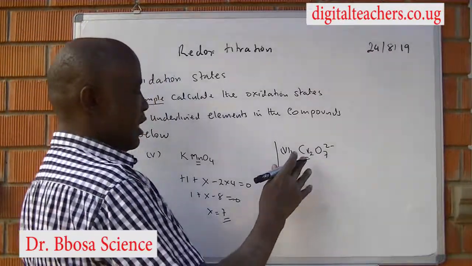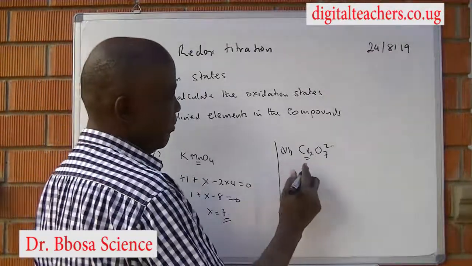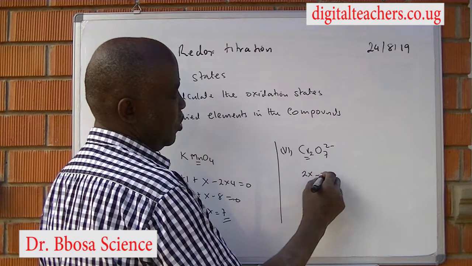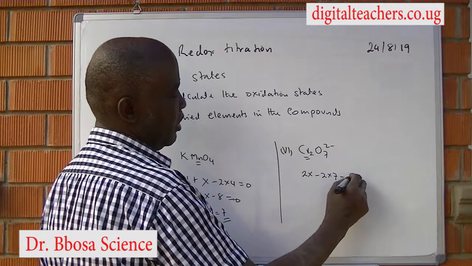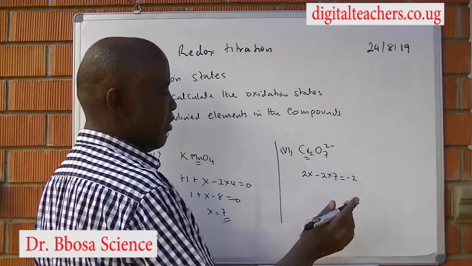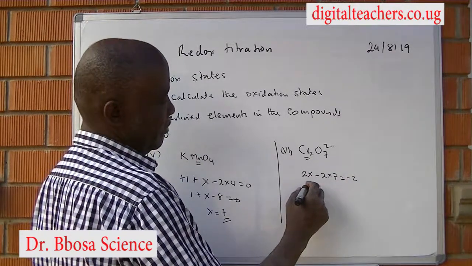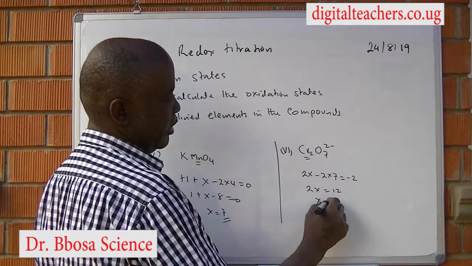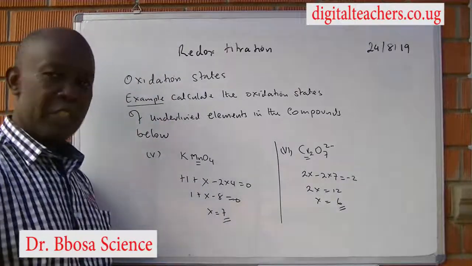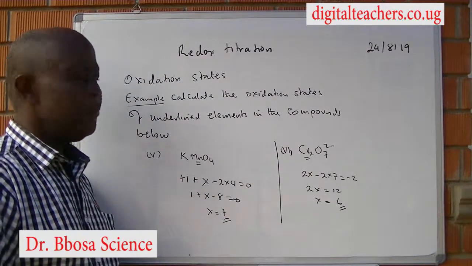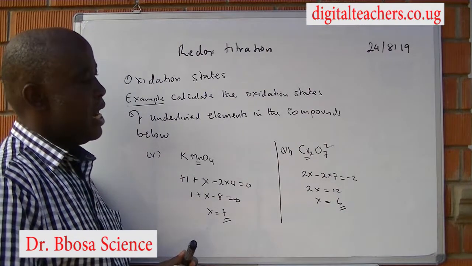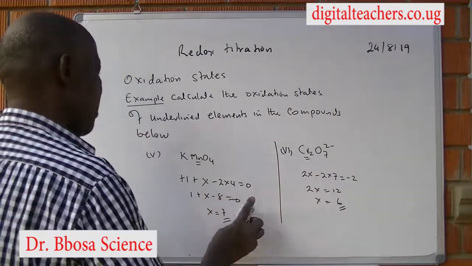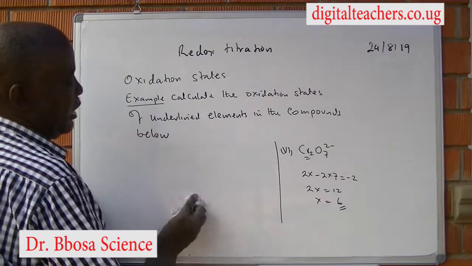Similarly, let x be the oxidation state of chromium. So 2x minus 2 times 7 is equal to negative 2. The overall charge is negative 2. Then 2x is equal to 12. x is equal to 6. Therefore, the oxidation state of chromium in dichromate is positive 6. I hope you can calculate the oxidation state of any element in a compound.